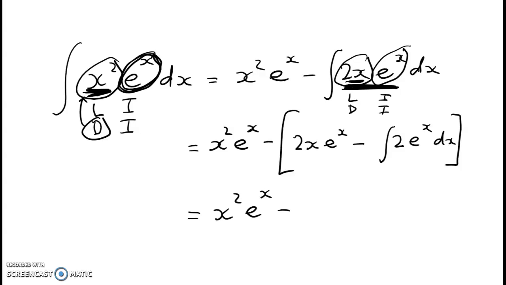So x squared e to the x minus 2x e to the x, and then here we're going to have plus 2 e to the x plus c. So there you go. That's two examples, but the step up here is that with this one, we recognize that we're doing integration by parts twice over.